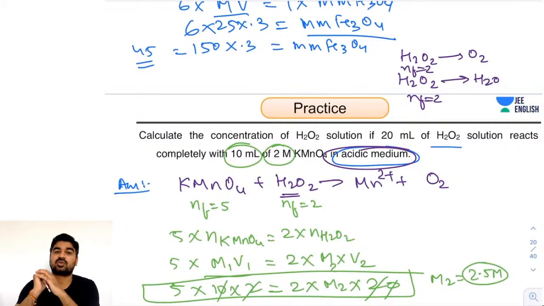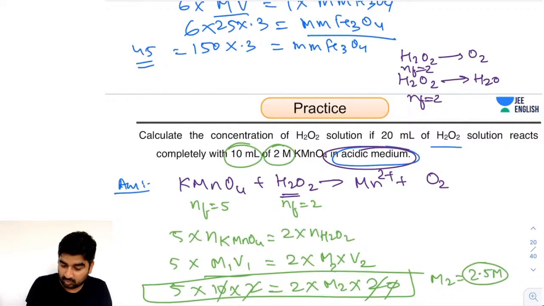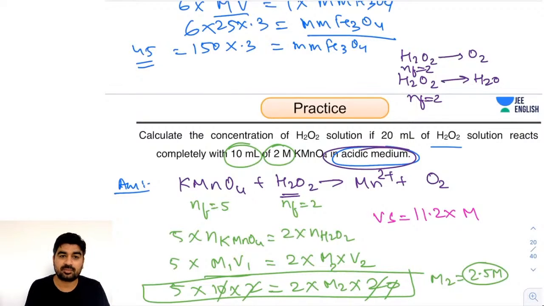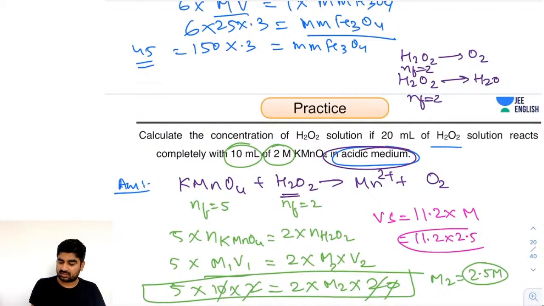Then, if they are asking for volume strength, it will be 11.2 into molarity. So you can write 11.2 into 2.5, but they are just asking for the concentration, so you can do it only this way.